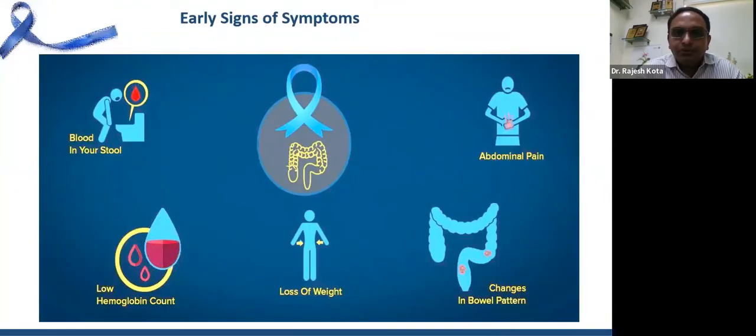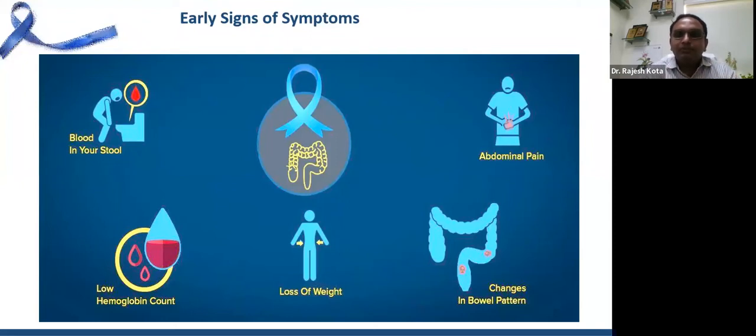So when should you suspect something is going bad in your digestive system? Not all symptoms are relatable to cancer. There are a lot of vague symptoms that indicate that your gastrointestinal system or the digestive system is not working properly. So one of the symptoms is blood in your stool. Every now and then people complain that I have noticed some blood along with my stool. Most of the times it might be due to hemorrhoids. The common term we use for hemorrhoids is piles.